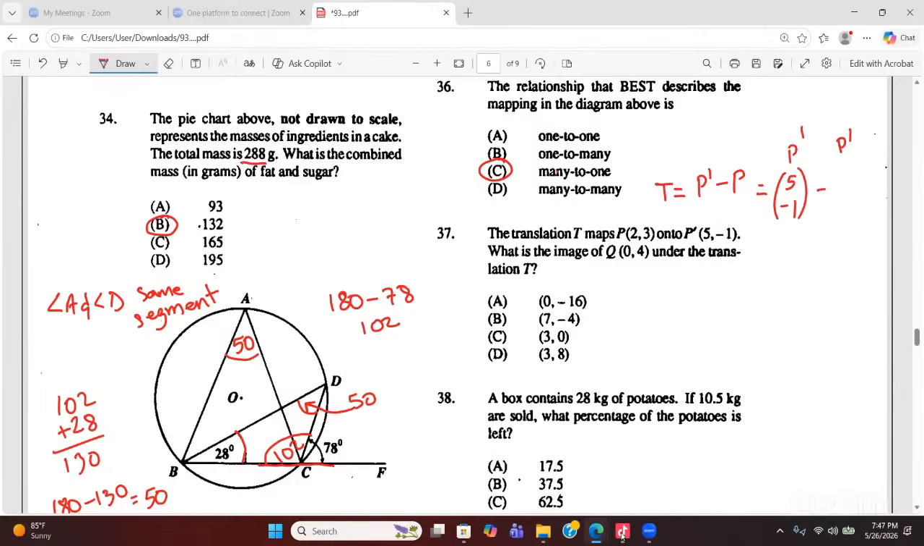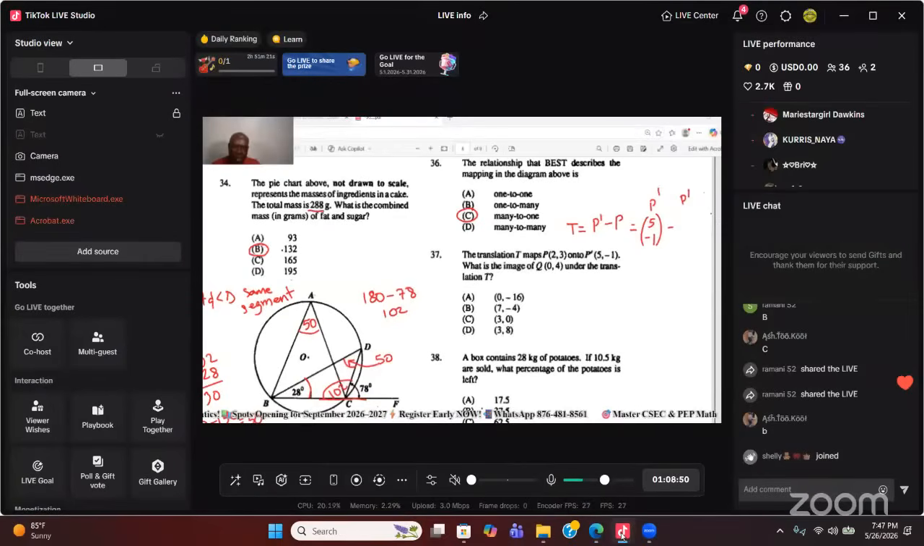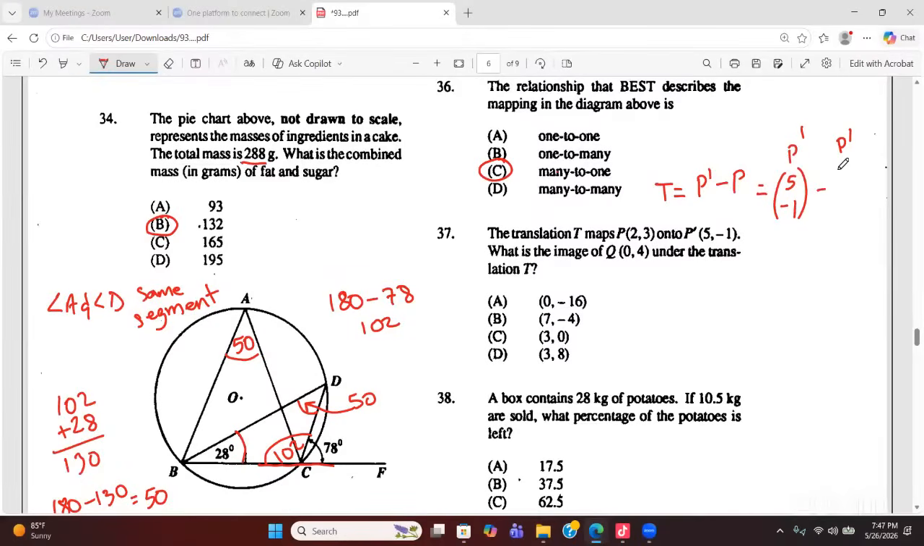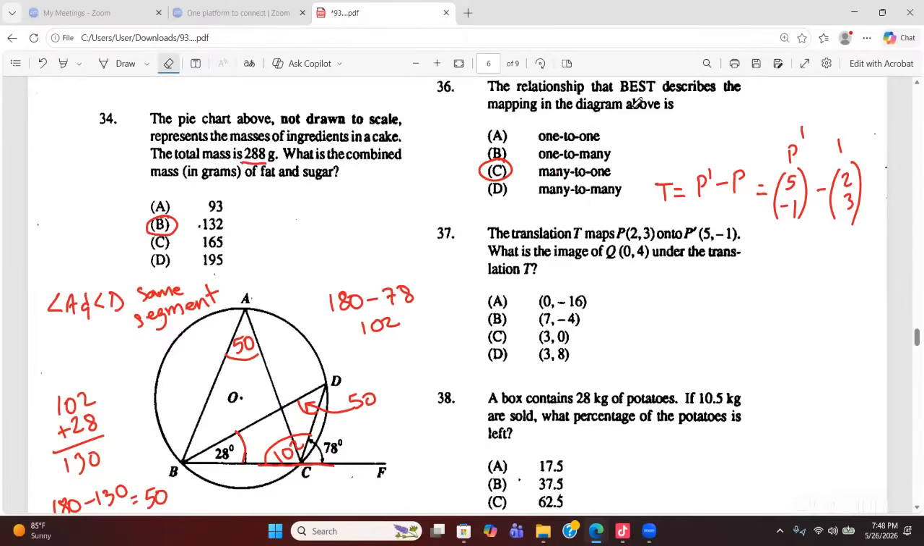If I subtract the object, let me look if they're asking me to do anything, because they always do that. All right, cool. I have to go back and forth. I don't want that to close the live. So you minus 2, 3. Let's go again. This is just P right there. Let me fix that. So again, it's your image minus your object. So 5, -1, do your regular subtraction. So my translation is 5 minus 2, and that's going to give me 3 at the top. -1 minus 3, that's -4.